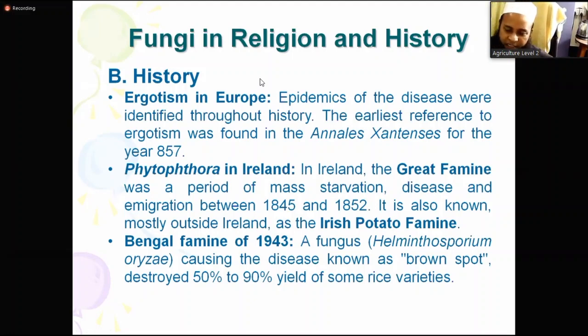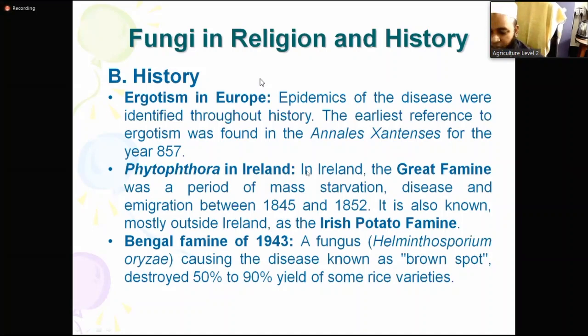In Ireland, there was a great famine. People could not get food. In Ireland, they eat potato. Due to potato disease, their whole potato crop was rotted and destroyed. So many people, during 1845 to 1852, died due to starvation. They had no food, so they died of starvation or migrated, changing their place to another area seeking food. The Great Famine in Ireland was a period of mass starvation, disease, and emigration between 1845 and 1852. It is also known, mostly outside Ireland, as the Irish Potato Famine.